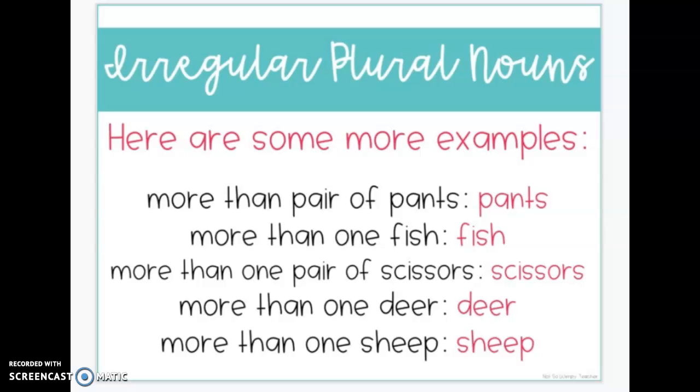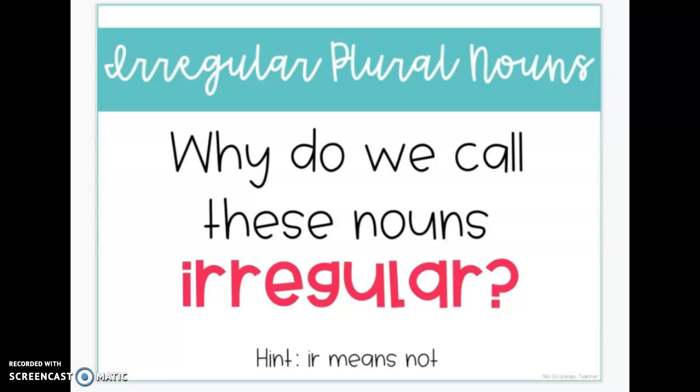Remember, these are just nouns. So, why do we call these nouns irregular again, guys? Yes, because the beginning prefix, IR, means not. So it means not regular.